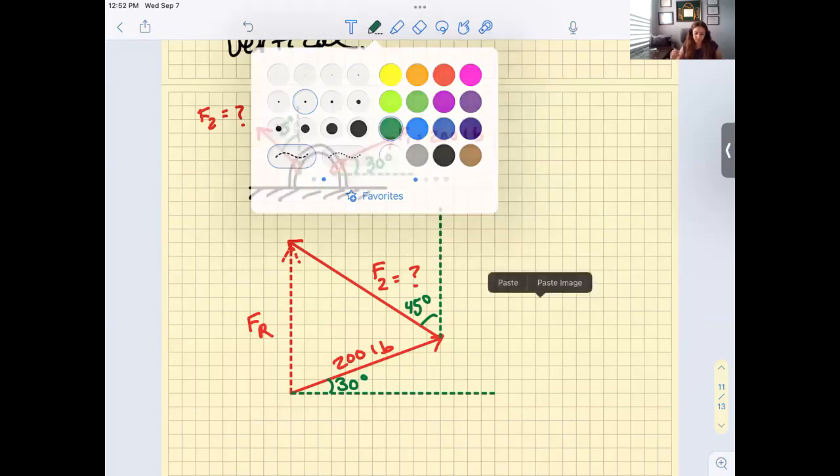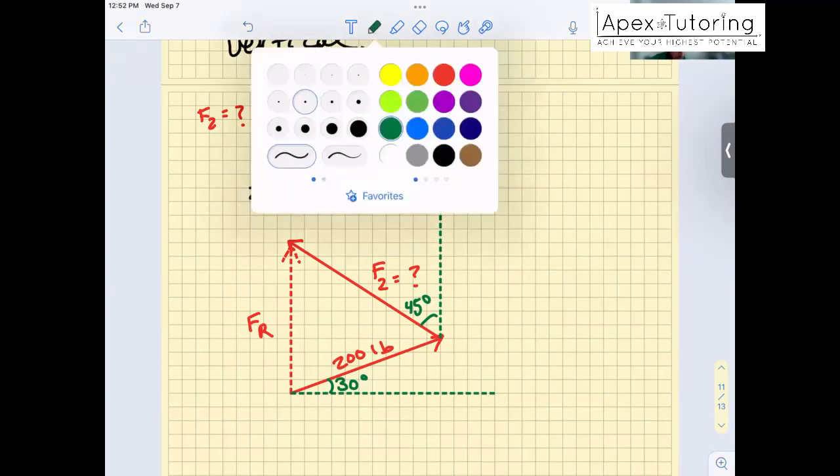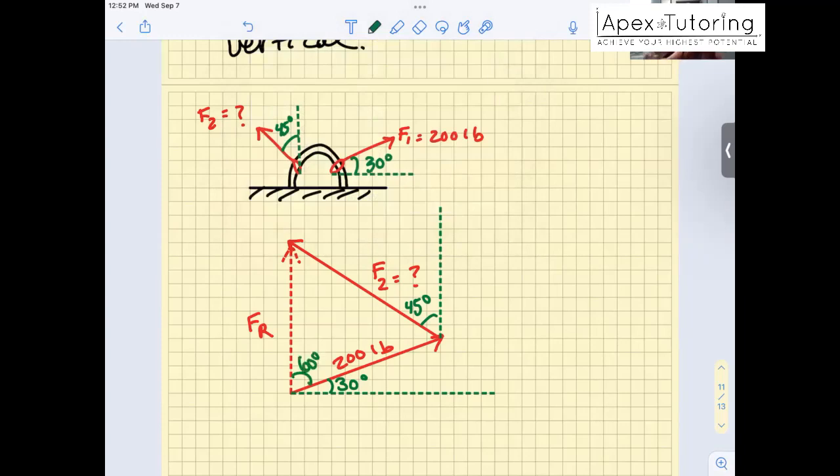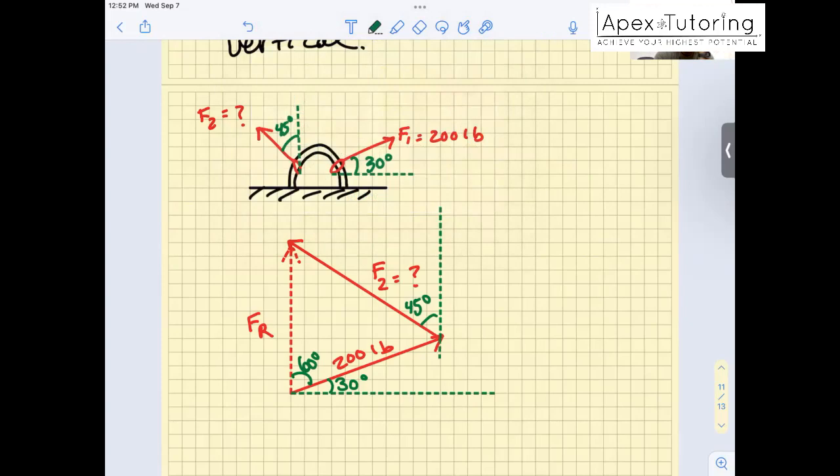What should I do? Since the 30 degrees lines up with the vertical of the FR, I think you could say that angle is going to be 60 degrees. Perfect. So this is 60. What else can we label? All the 90. Okay, so we can drop here and we can say this is 90. Then what?